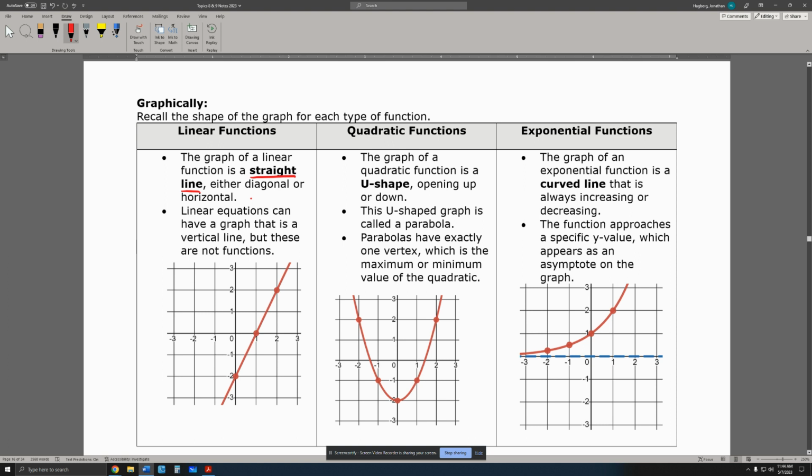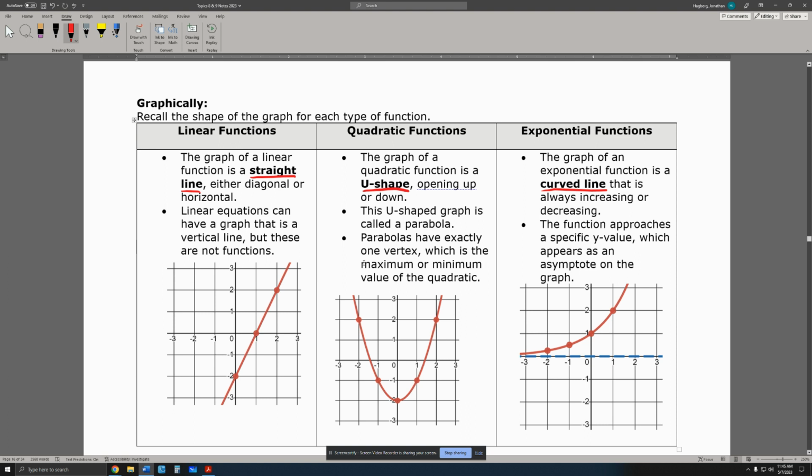Okay? For quadratic functions, remember these are the U-shaped graphs. They can open up or they can open down. This graph is called a parabola. Parabolas have exactly one vertex, which is the maximum or minimum value of the quadratic. Finally, exponential functions have a curved line graph that is always increasing or always decreasing. The function approaches a very specific y value, which appears on the graph as an asymptote.